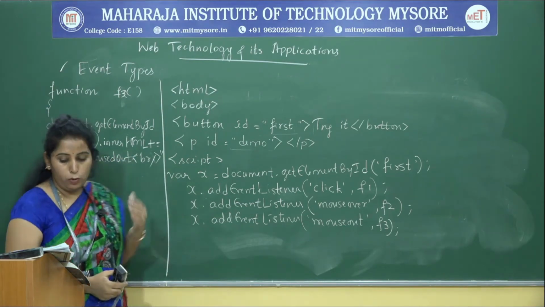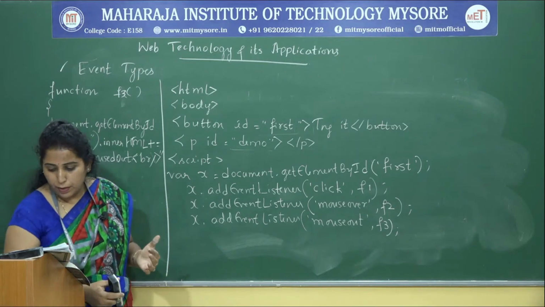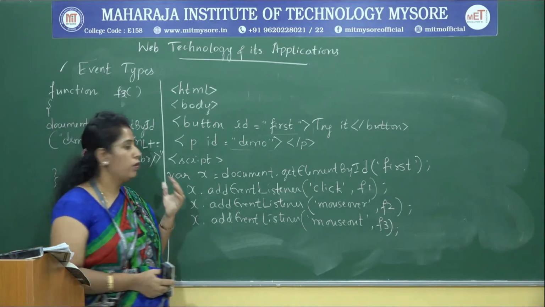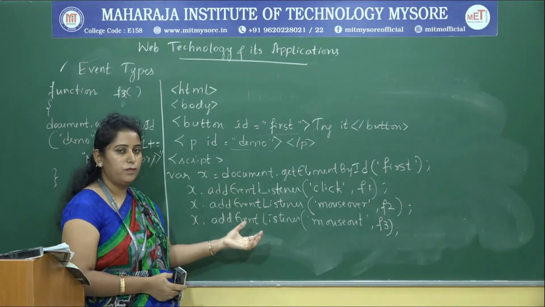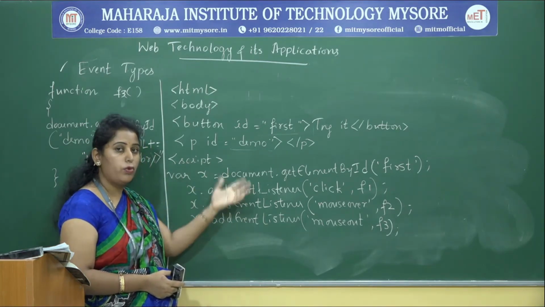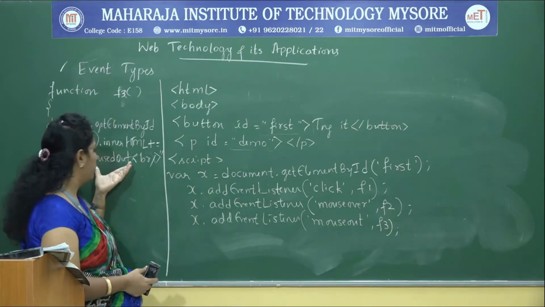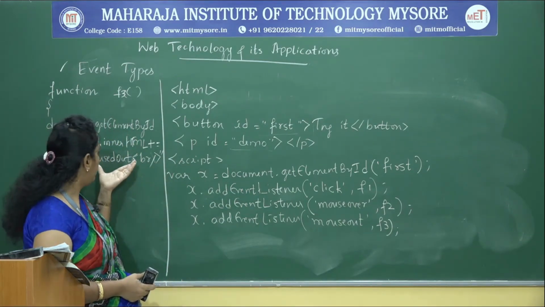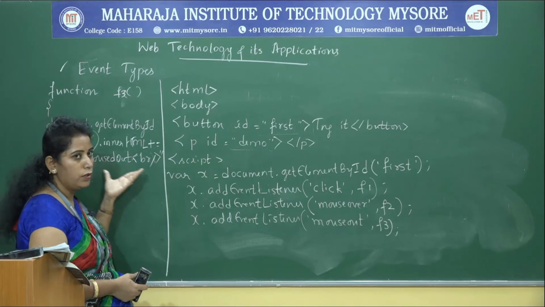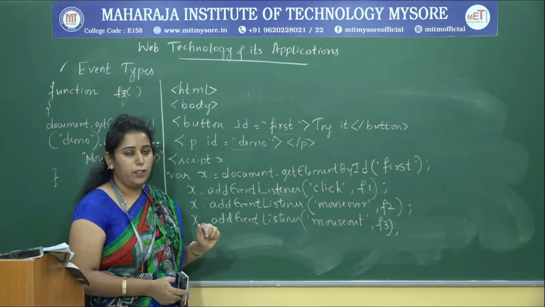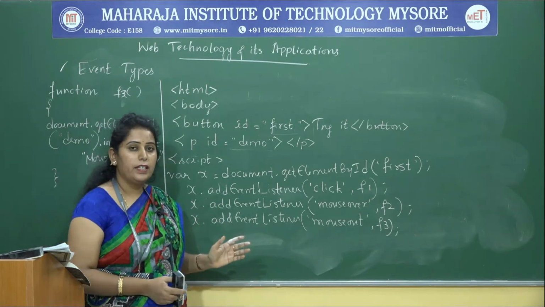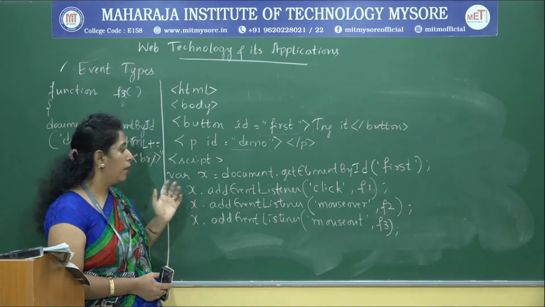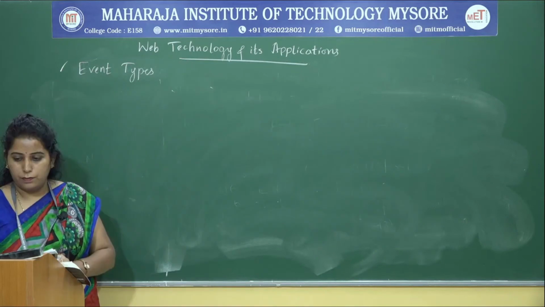So what is mouse out described for? The mouse was moved off of an element. When the mouse was moved off, mouse out will be done. Okay, so the mouse out output will be printed on the screen. So this is one simple example where we are making use of the mouse events.